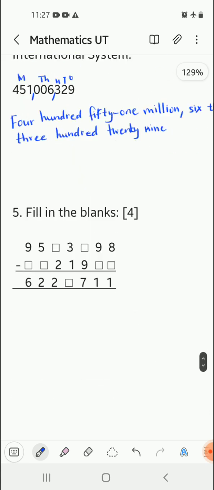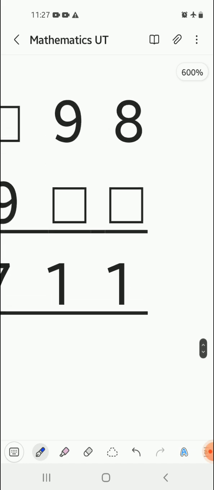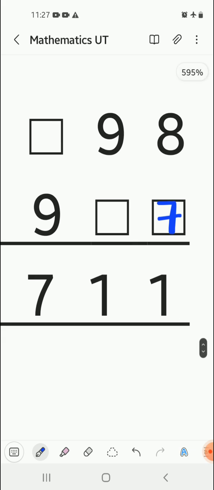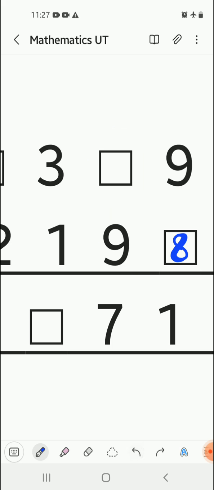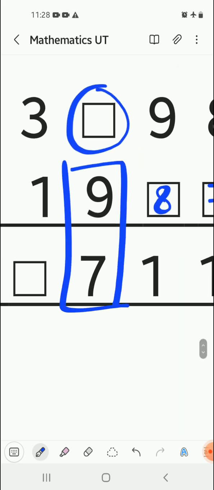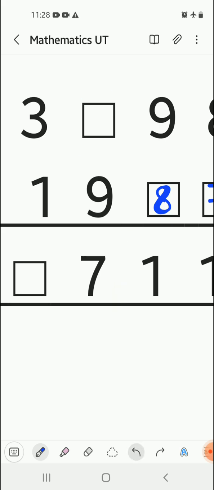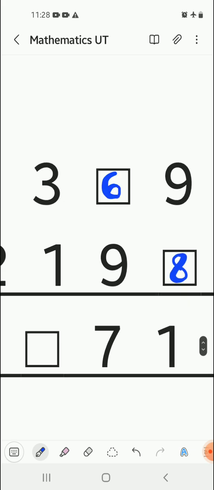Now, moving forward to the last question, that is fill in the blank. This is very interesting. See, 8 minus what number will be 1? So 8 minus 7 is 1. 9 minus 8 is 1. Again, what is the number here from which if we subtract 9 we get 17? So definitely this number, first we have to add these two numbers. So 9 plus 7 is 16. So this number must be 6.